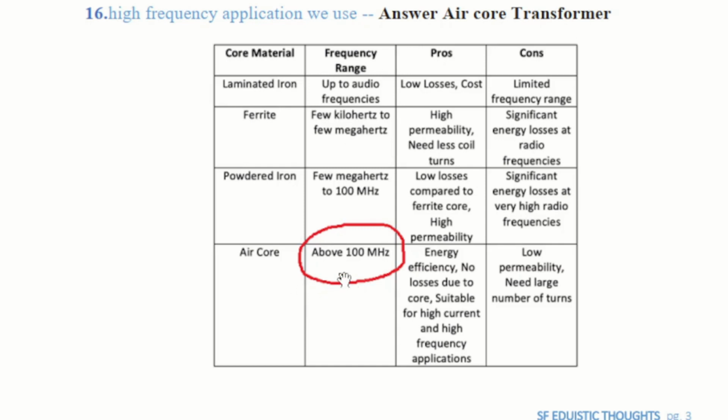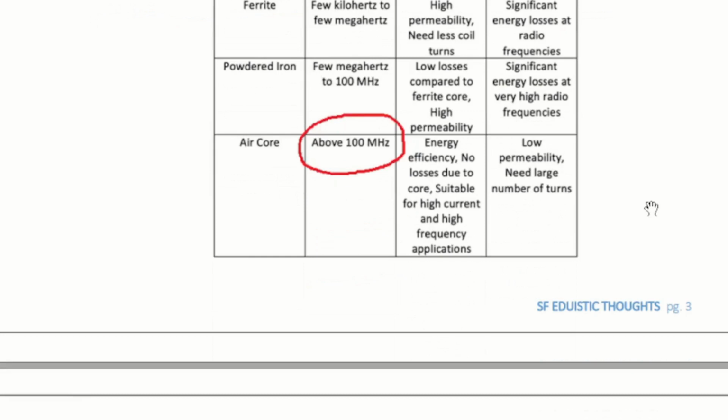The highest frequency range is air core, that is above 100 megahertz. Less than this is few megahertz to 100 megahertz. Then here comes a few kilohertz to a few megahertz, up to the audio frequency. Audio frequencies are basically the low frequencies. So the answer will be the air core transformer. Moving next.